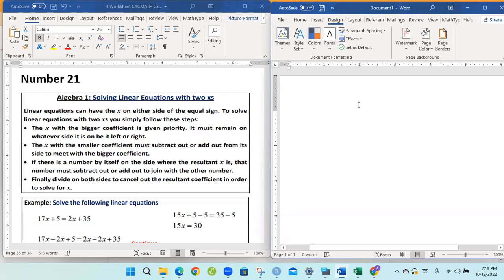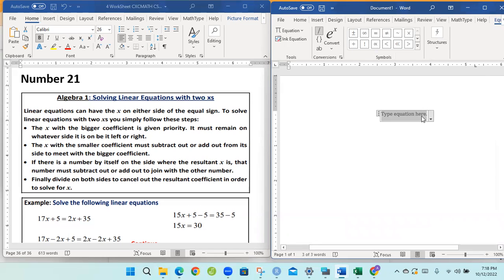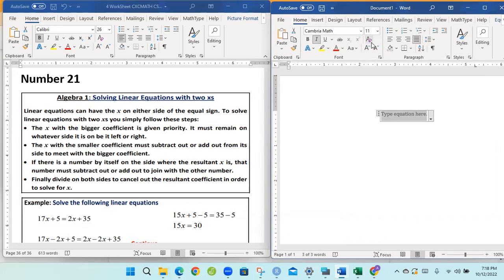So I'm going to create an example like it. So these are situations where you have two x's, one on either side of the equal sign. And I'm going to purposefully put the bigger x on the right side.